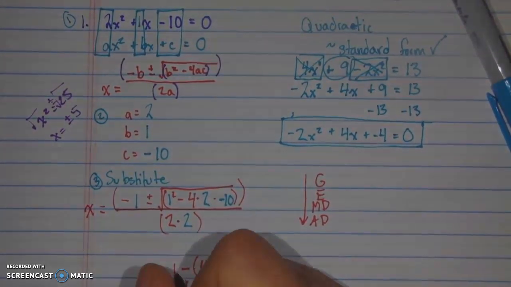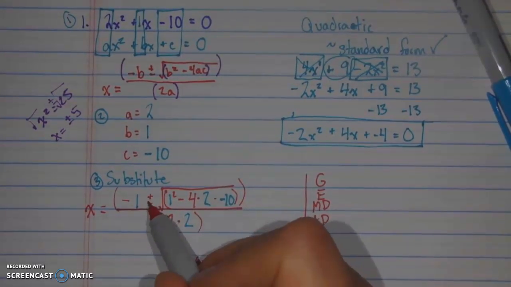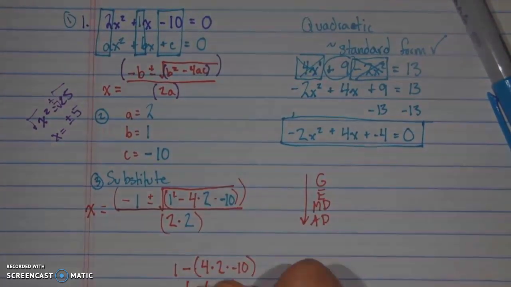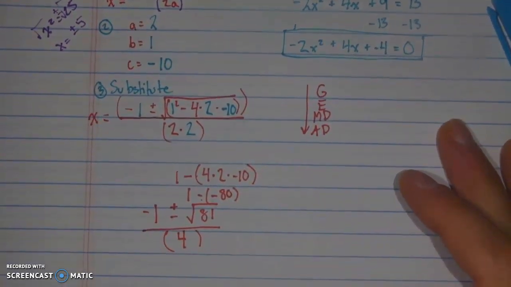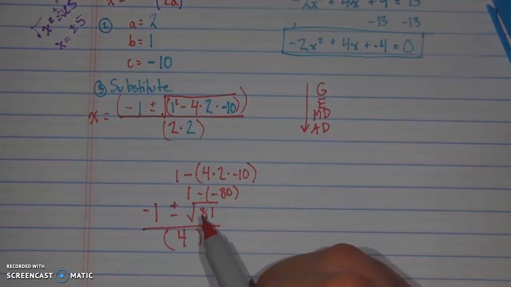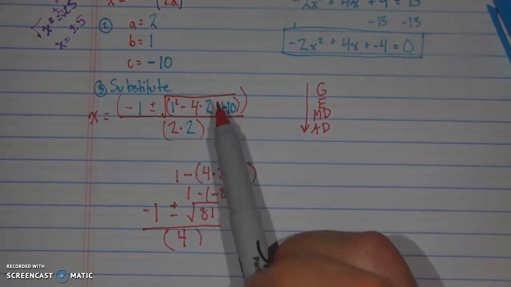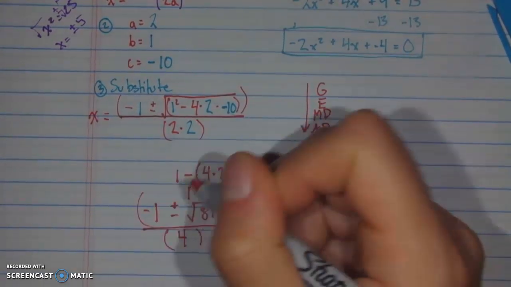So I've got negative 1 plus or minus the square root of 81, so negative 1 plus or minus what's underneath the radical, over 2 times 2. Well, this is a parenthesis, so I can actually solve this next if I want. 2 times 2 is just 4. So negative 1 plus or minus the square root of 81 over 4 is where we're at now. So I've simplified underneath here. Now I need to simplify the top.